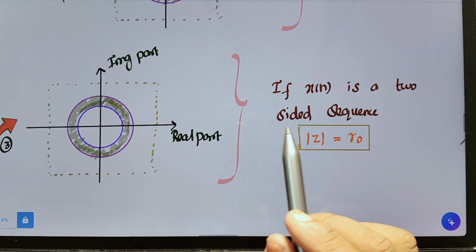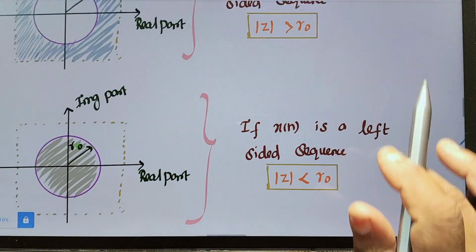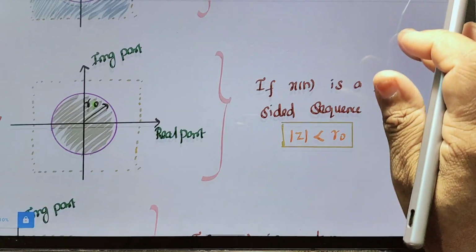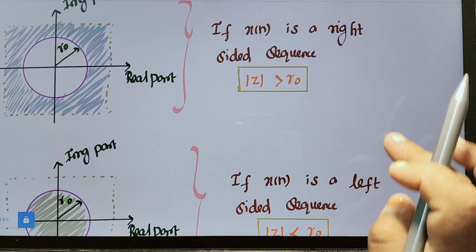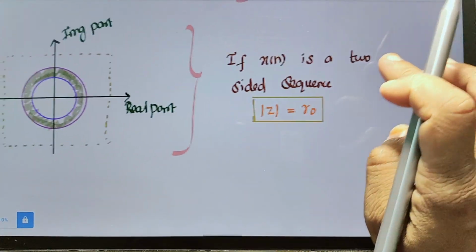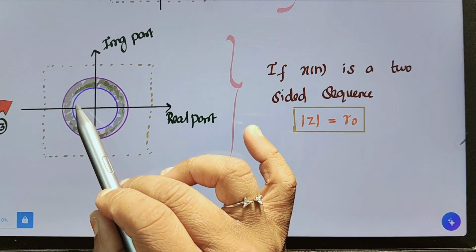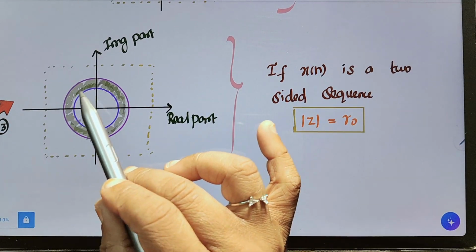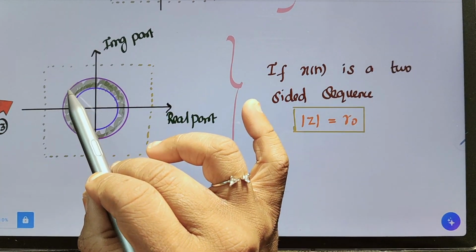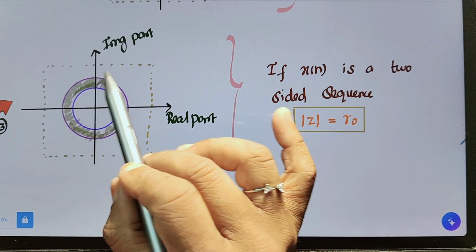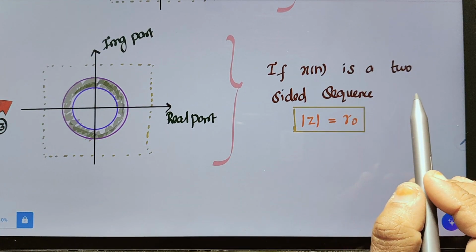Next, another diagram. If x of n is a two-sided sequence, this is for the right side, single side, and this is only for the left side. Right side means greater than, left side means less than. In the two-sided case, modulus of Z equals R0, meaning it lies in between both. This is a unit circle, this is a surrounding ring. The shaded part is in between the two rings, because of the two-sided sequence.